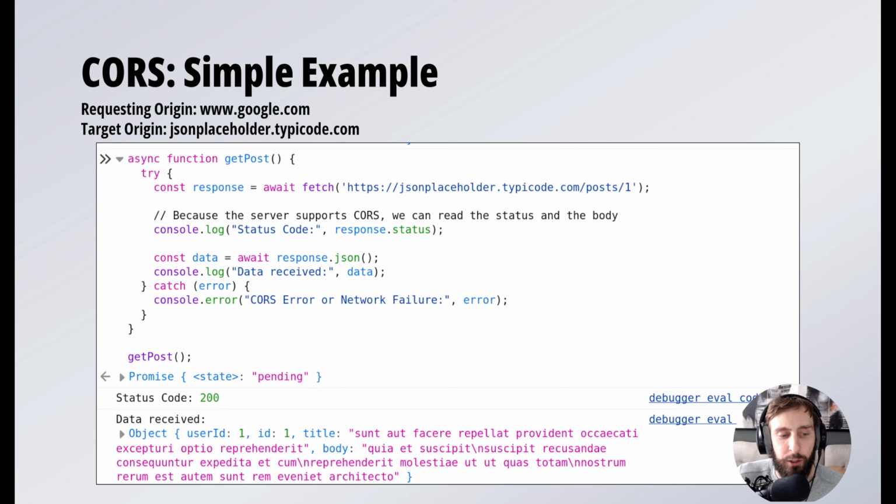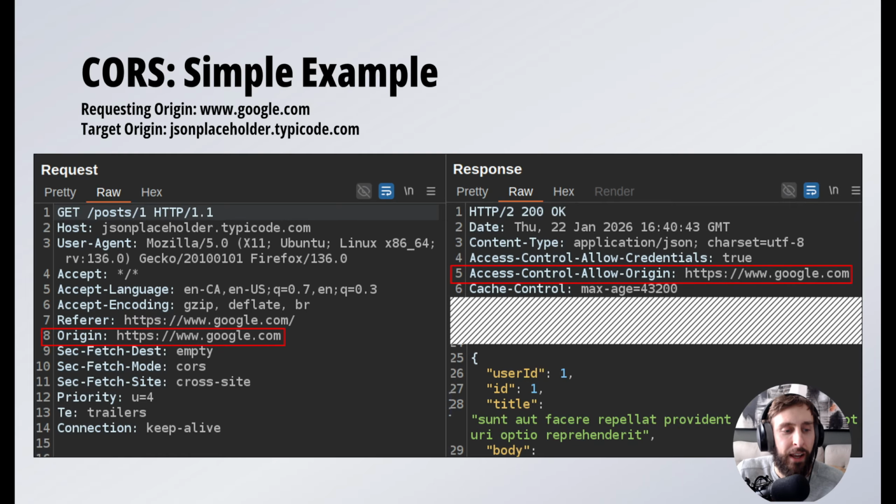Now, this isn't interesting or sensitive. It's a test site, but it shows us that using CORS, we can actually read data in our client application from a remote application that's hosted on a different origin. And what does that look like as far as the HTTP?